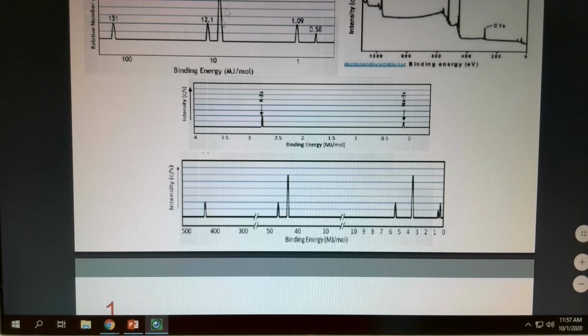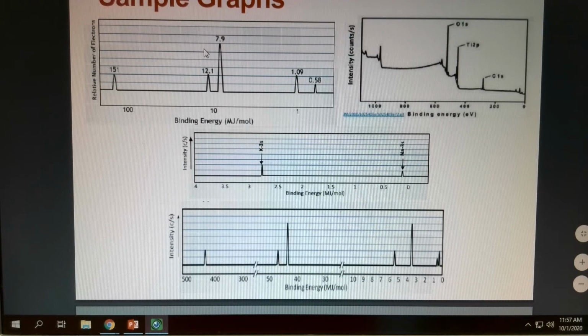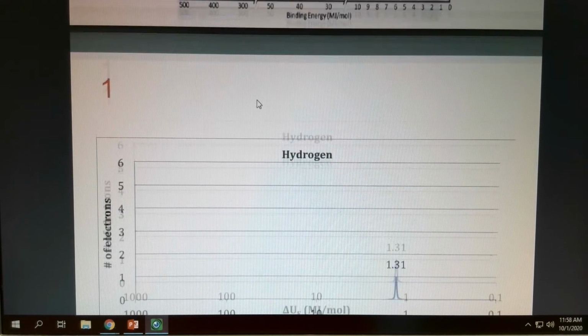This kind right here will be, let me go up a little bit. This kind right here will be pretty common. These are not as common. You won't see those as much unless you're working with an actual spectrophotometer. But this is kind of what you're going to see. So let's go through a couple examples.